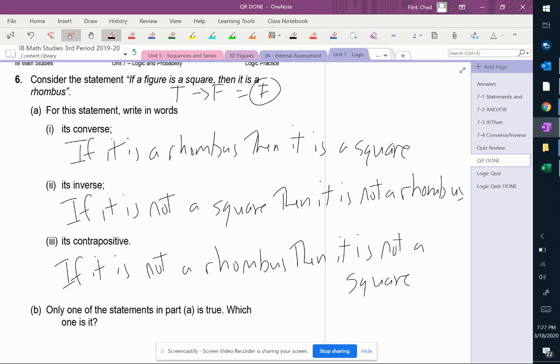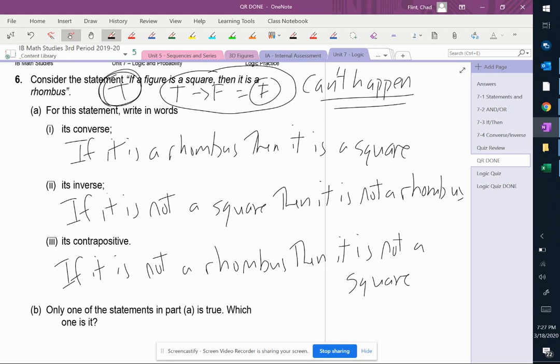This is where this stuff can get confusing. Depending on how much you remember about squares and rhombuses, a square has to be a rhombus. So there's no way that this could happen right here. So this thing can't happen. Because if something is a square, that means it has to be a rhombus. So this original statement is true.